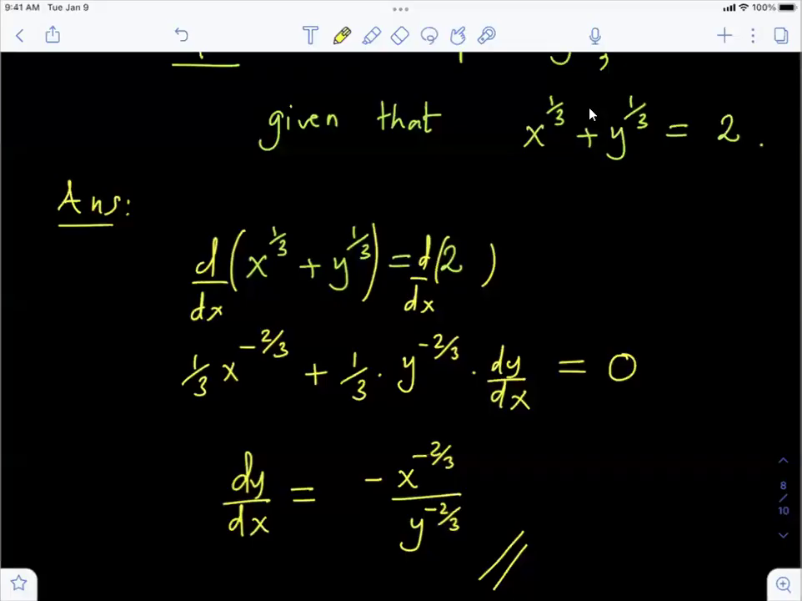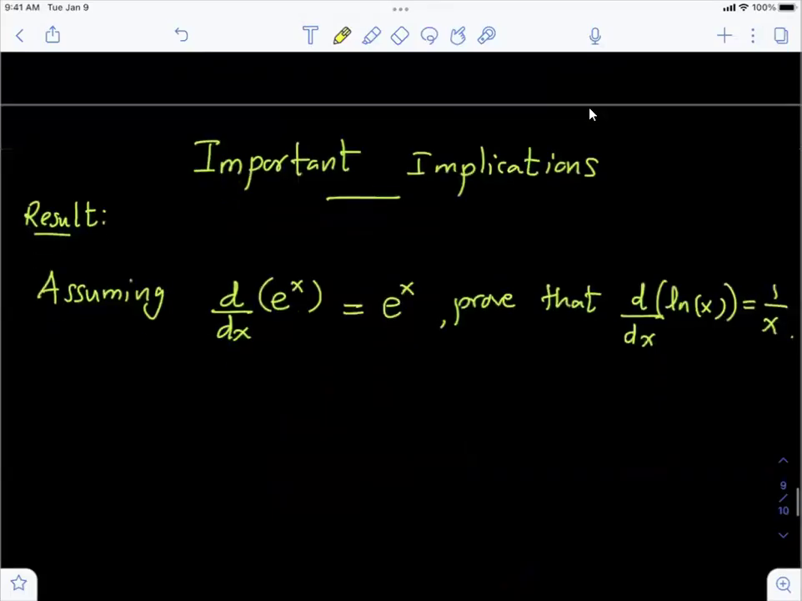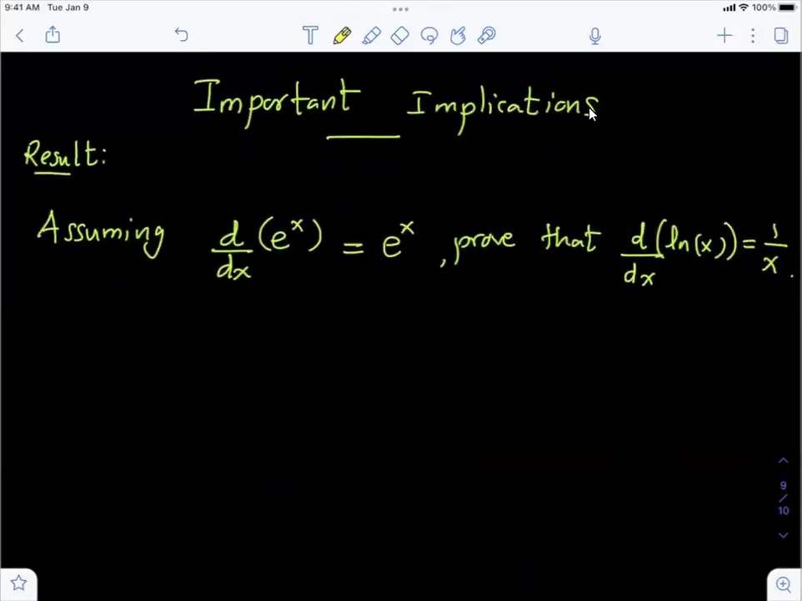But things can get complicated in an application. That's the purpose of providing a variety of problems in this lecture. All right, important implications. Now, there are many important implications to this idea. However, in this case, I will show you one important connection.